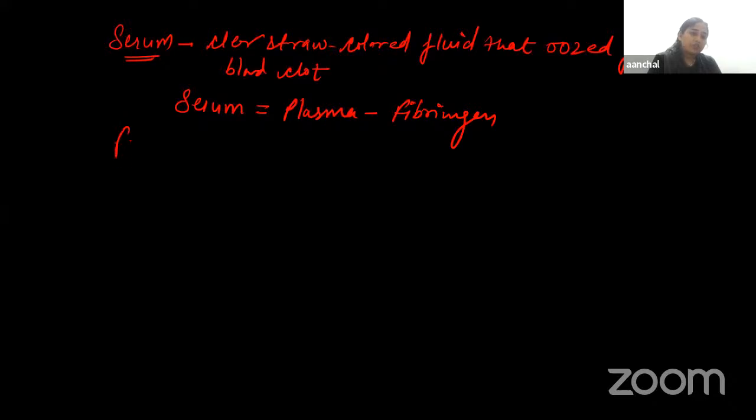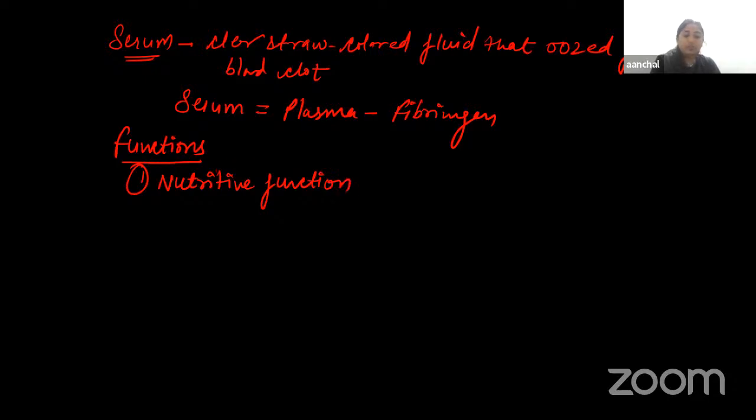Okay. Now the functions of blood. First we have nutritive function. Nutritive substances like glucose, amino acids, lipids, and vitamins, derived from digestive fluid, are absorbed from the GI tract and carried by blood to different parts of the body for growth and the production of energy.